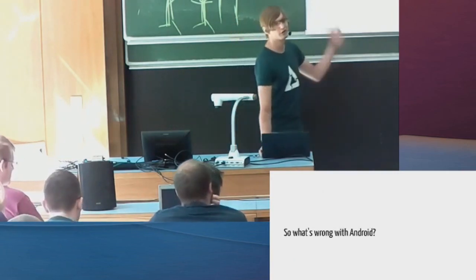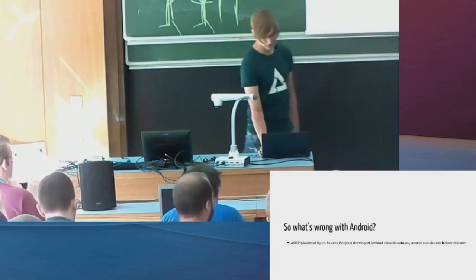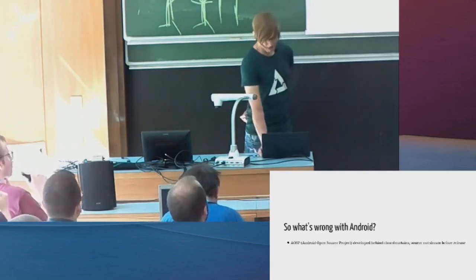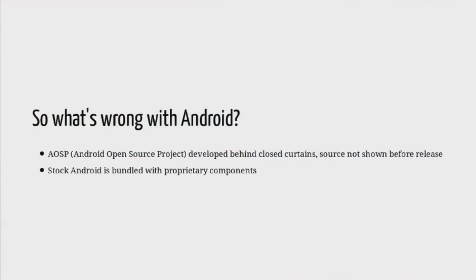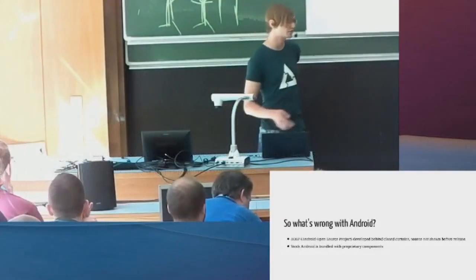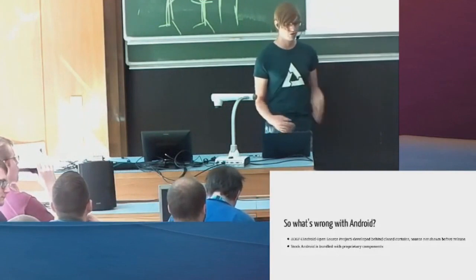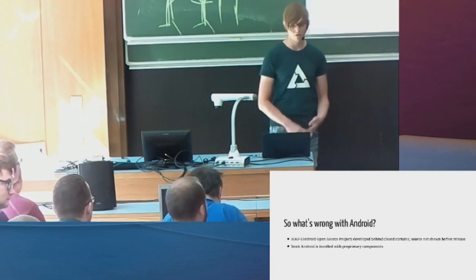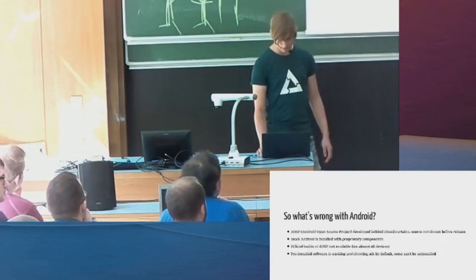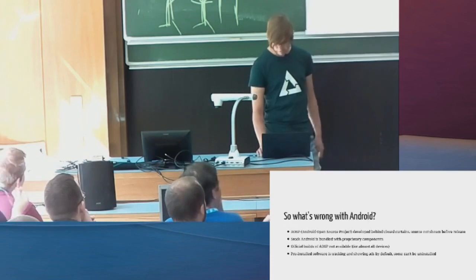So why do we go through all this trouble? What's wrong with Android? I have a few points there. First of all, Android open source project, AOSP, is developed behind closed curtains, so they only publish the source code together with the binary release. That of course makes it hard to fork the code, because whenever you need to rebase, you can only rebase after they release the code, and then you always run behind. And of course the stock Android version you can use has proprietary components. That's not so nice.